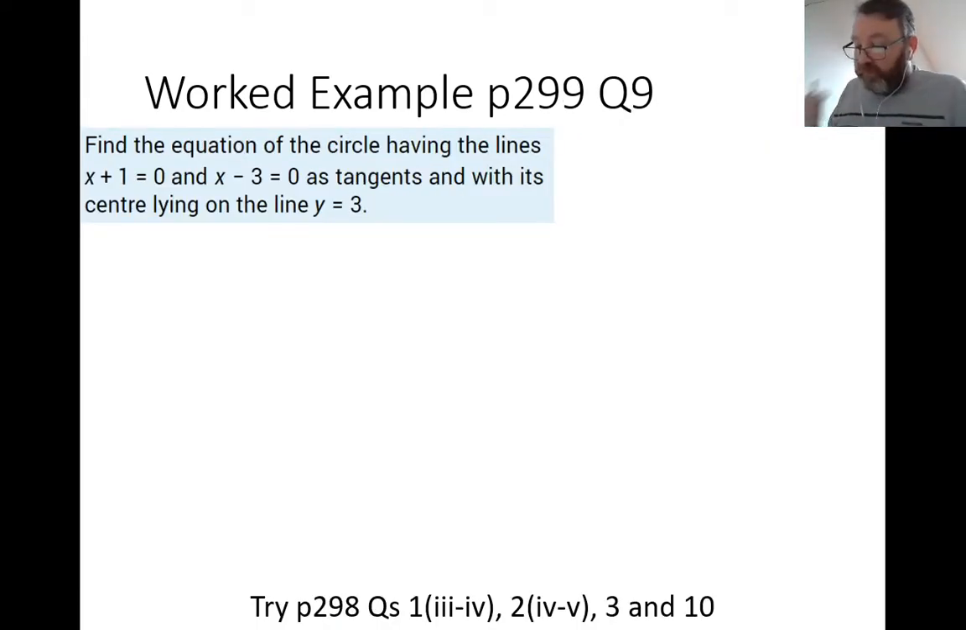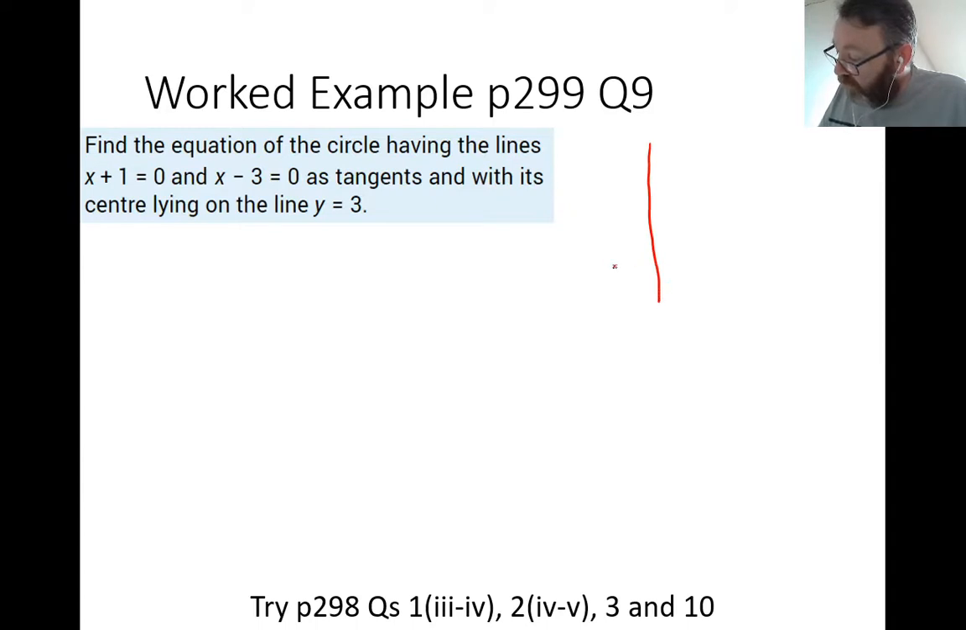Okay, so let's take a look at this. Find the equation of the circle having the lines x plus 1 equals 0 and x minus 3 equals 0 as tangents, and with its centre lying on the line y equals 3. Okay, there's a lot going on here. All right, so let's take a look first of all and see what it would look like.